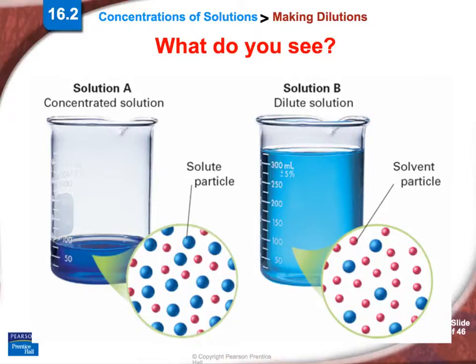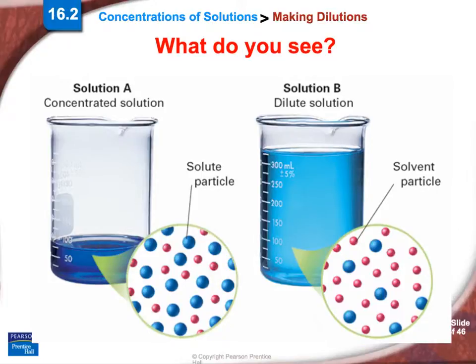So I'd like you to look at these two solutions. Solution A is really concentrated and solution B is really dilute. And I want you to tell me the differences you see between these two things. And I want you to look not only at the macroscopic, what's in the beakers themselves, but also at the microscopic, which is depicted in these circles. Remember when we're talking about these things that solute is usually a solid or a gas, and that's what gets dissolved in the solvent, which is usually the liquid. So at this point, go ahead and make some observations while you pause the video.